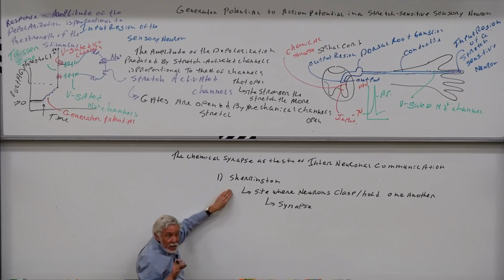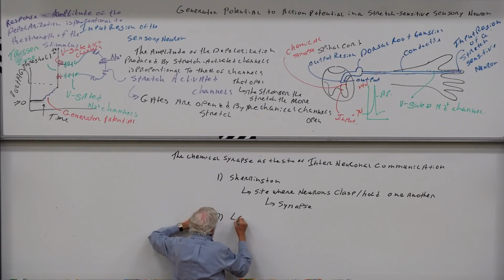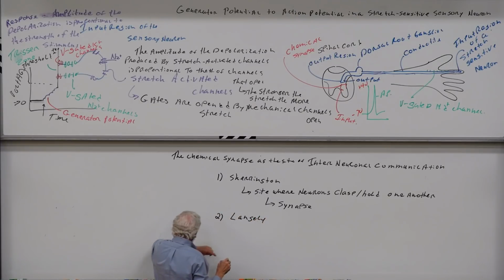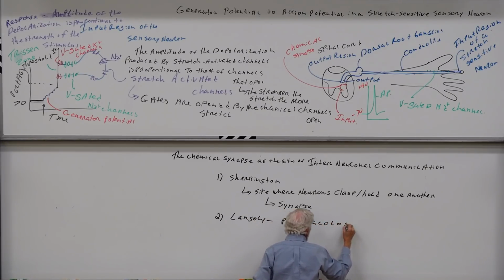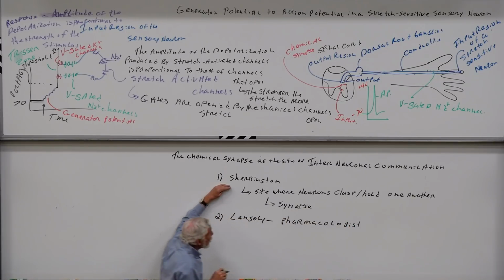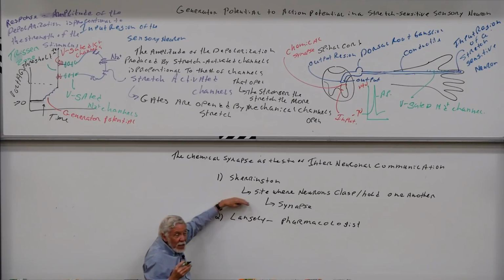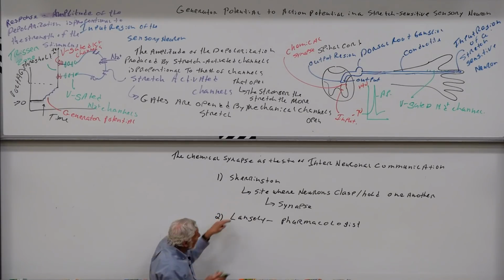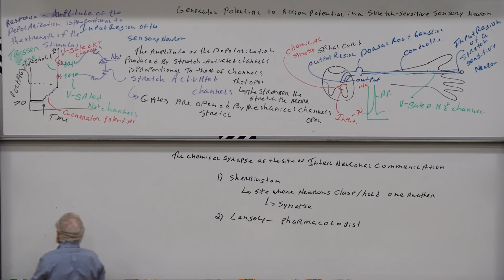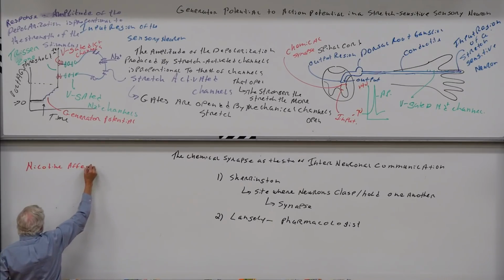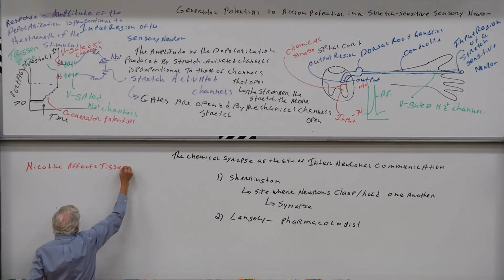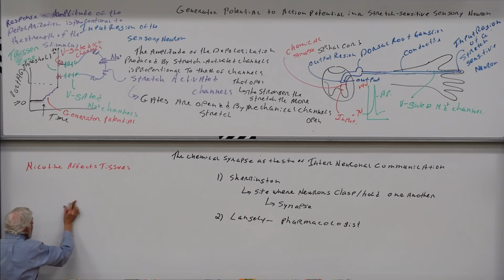He didn't know what was going on at that synapse, but one of his colleagues, a guy named Langley. Now, Langley was a pharmacologist. So the physiologist Sherrington is generating a hypothesis that there's communication between these cells, but he doesn't know how. Langley comes along and he says, well, I know that nicotine affects tissues.